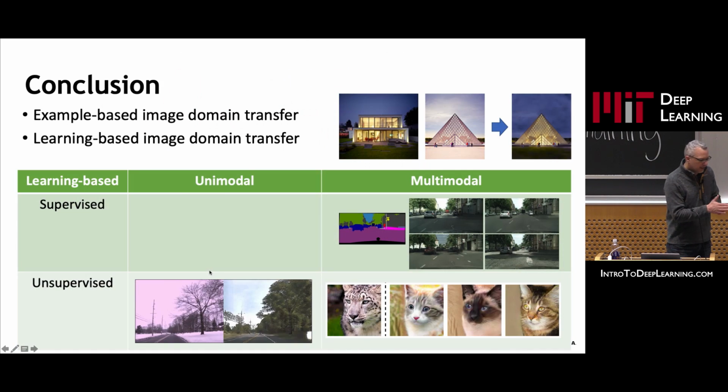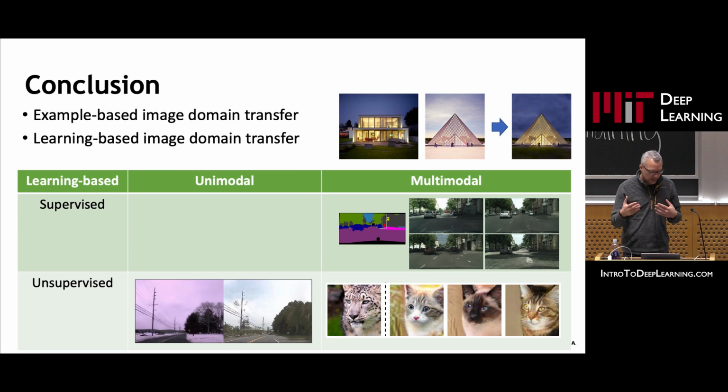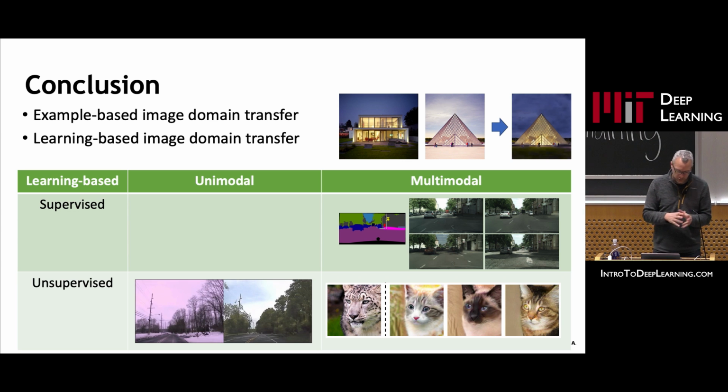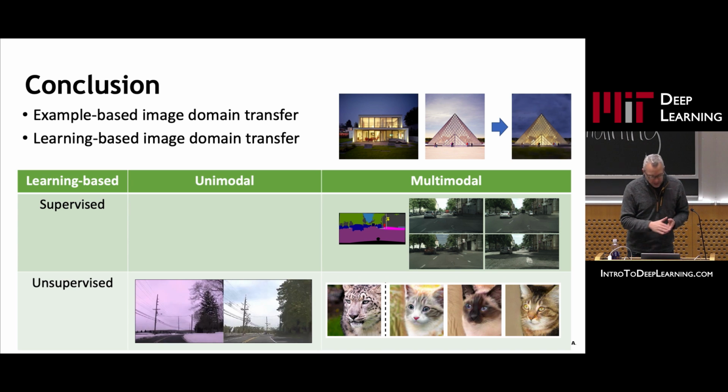Right. Okay. So this concludes my talk. I've presented a lot of methods on translating one image to another image in various ways: supervised, unsupervised, unimodal, and multimodal. And that's it.